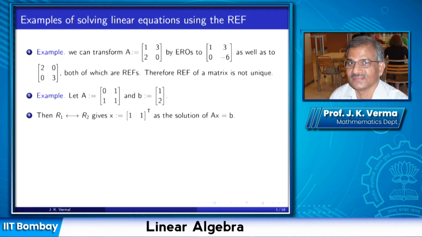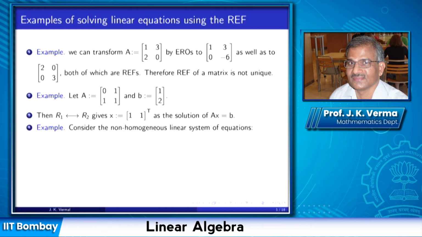Once I'm given a matrix, I convert this into row echelon form, this 0, 1, 1, 1, and by using the row exchange from the first row to the second row, and then back substitution gives me this solution. So this is the general method. Given a system of linear equations, we extract the coefficient matrix and make an augmented matrix, and then apply row operations to convert the augmented matrix into row echelon form, and then by back substitution we find all the solutions.